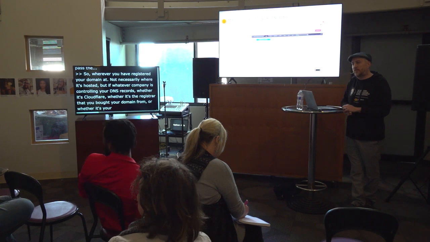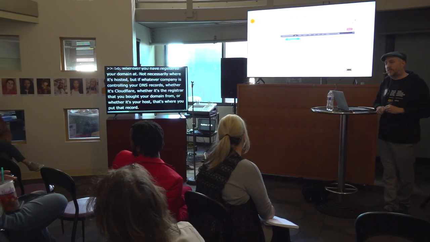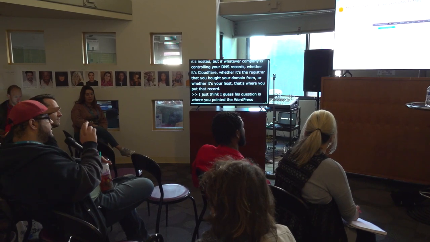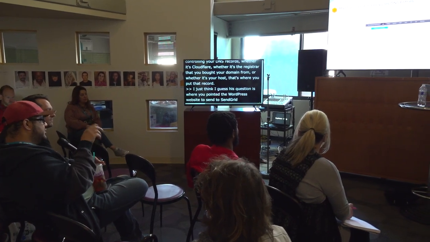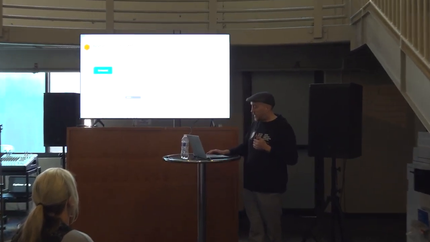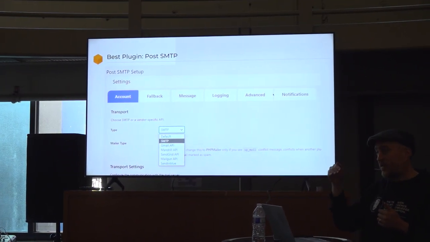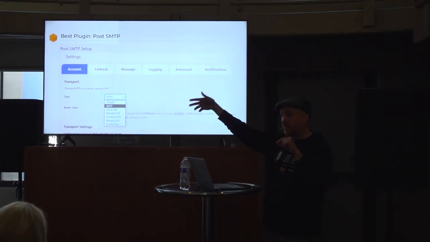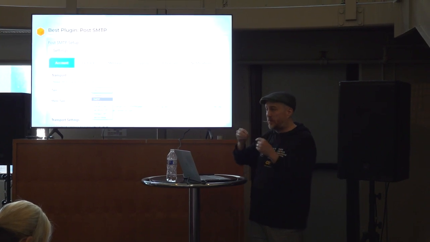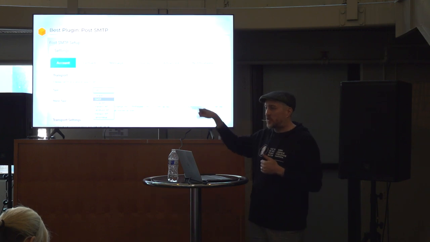I guess his question is where you pointed your WordPress website to send to SendGrid and make sure that it's secure. So you go in here and when you select SendGrid or Mailgun, it'll ask you at that point for your API key from SendGrid. Then when you send an email, it passes that API key, which shows that it's verified, and that's how it gets triggered. Does that answer?